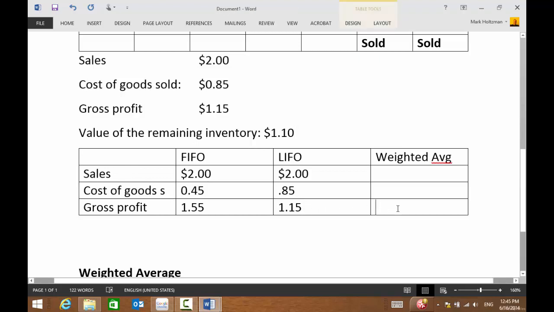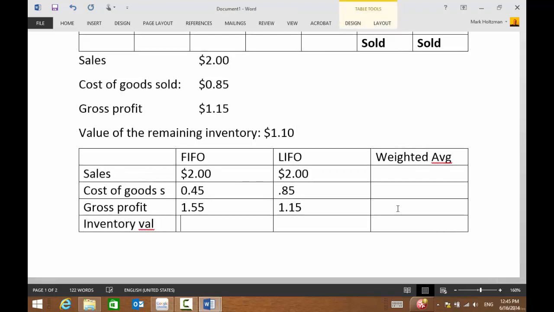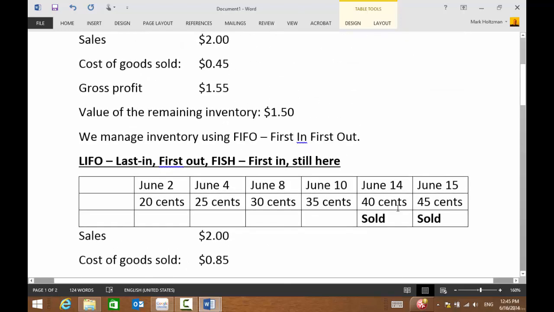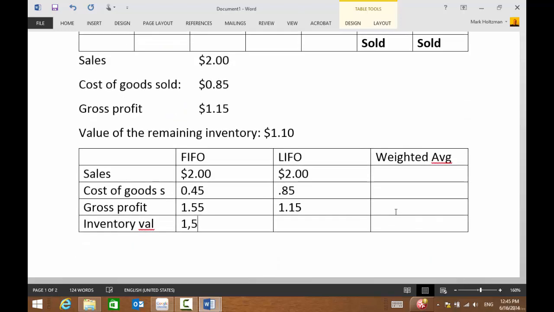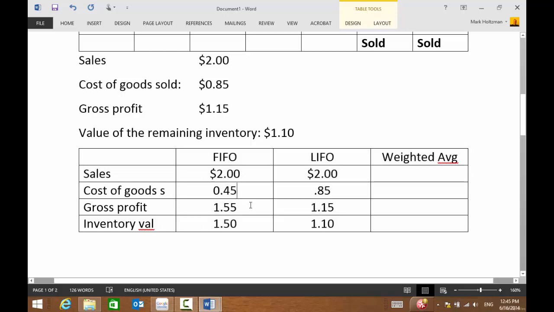So look at the difference there. Let's add another column, inventory value. Under FIFO, my inventory value was $1.50. Under LIFO, my inventory value was $1.10. Look at the difference there. Now, which one gives you more profit? FIFO is the more profitable one, right? Because FIFO is giving me gross profit of $1.55, whereas LIFO is only giving me gross profit of $1.15.